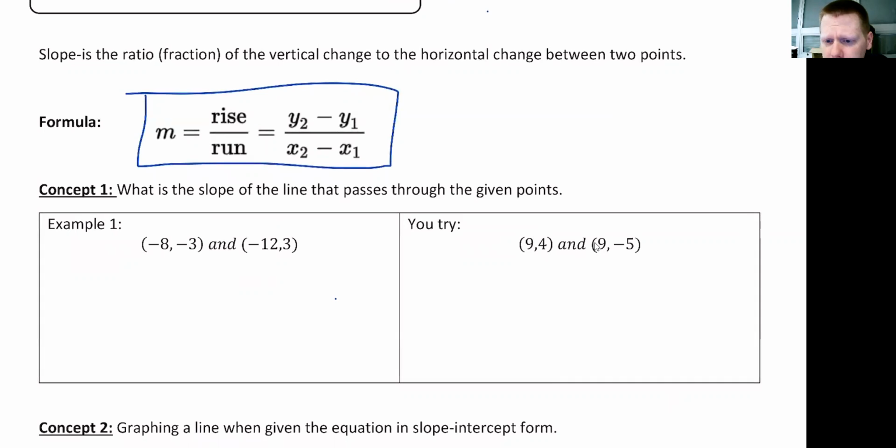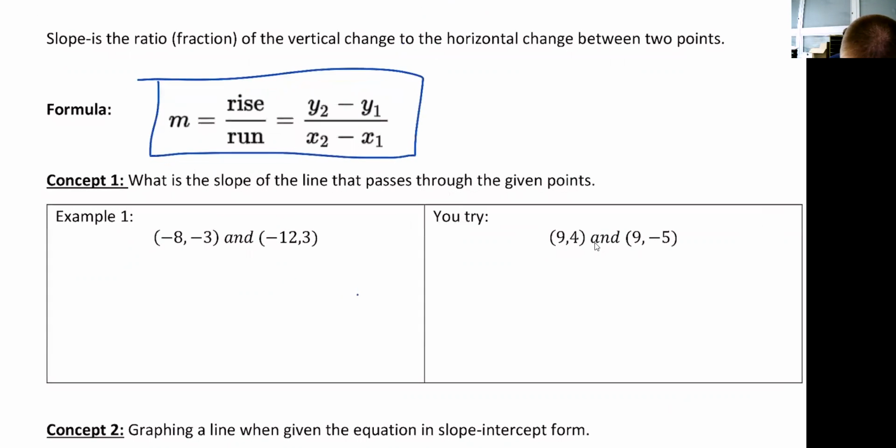This is what you're going to see in Delta Math. They're going to ask you what is the slope of the line that passes through the given points. So first thing I usually do is label my points. Just remember, points go x, y, like your input and output. For your first point, this is x1, this is y1. And in our second point, that's your second x and your second y.